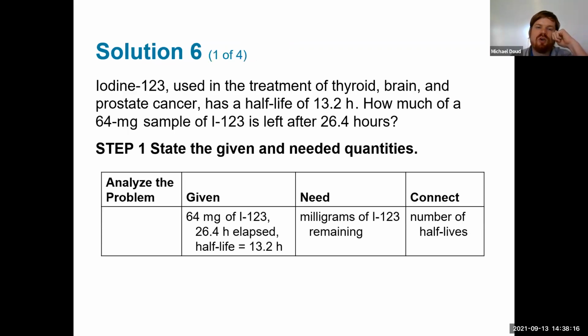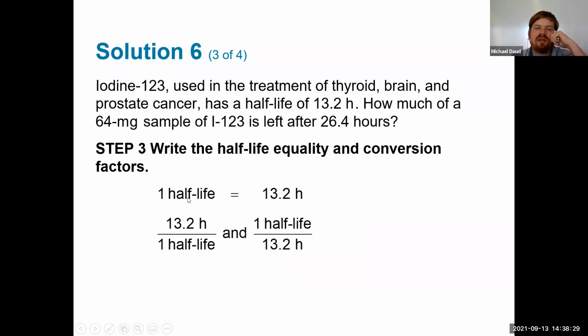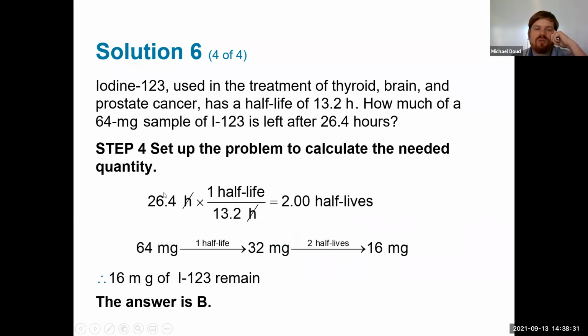Okay, we're back. So the question here is basically, how many half-lives does iodine 123 go through in 26.4 hours? Well, we're given in the problem here that it has a half-life of 13.2 hours. So if we take 26.4 hours divided by 13.2 hours, we know that we've gone through 2 half-lives. So from there, all we have to do is basically multiply it by half twice.